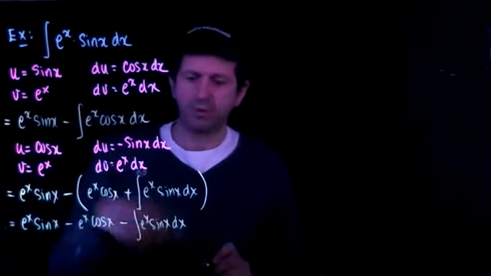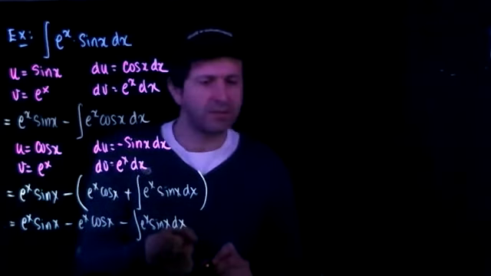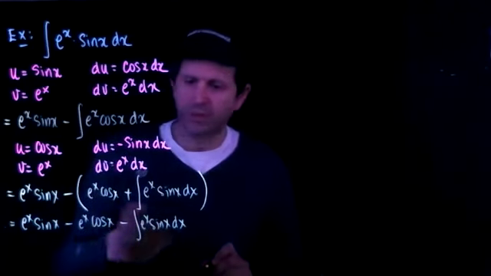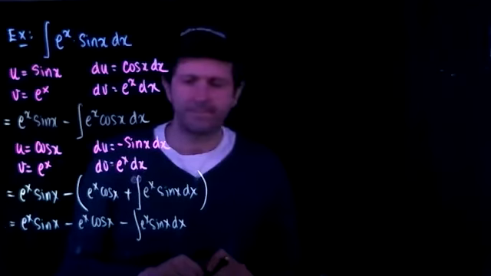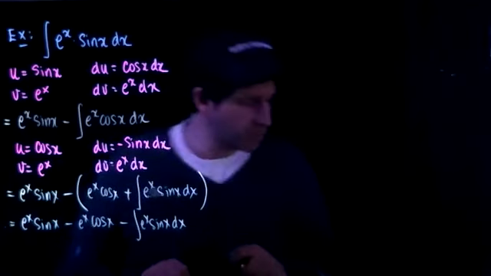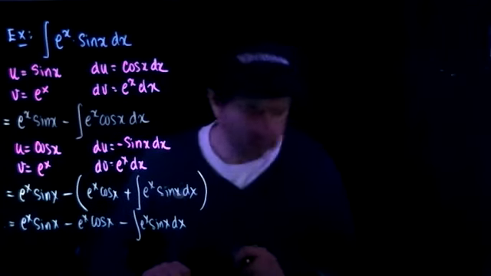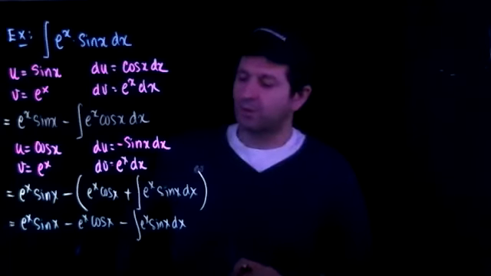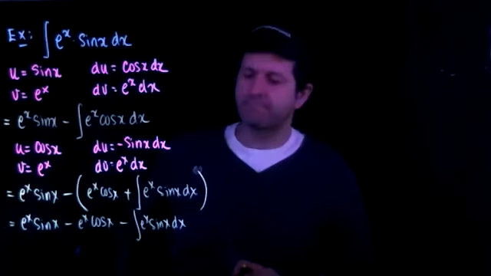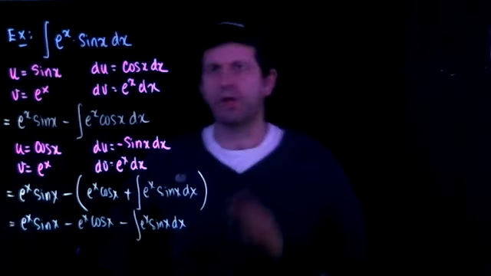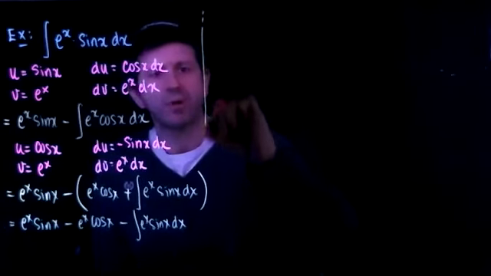So it looks like I'm going to keep going in circles. If I do by parts again, then I'm going to have to do this whole process and go in circles and circles. Okay, so what do we do? How do I solve this? I isolated the integral of e to the x sine x dx. Okay, very good.